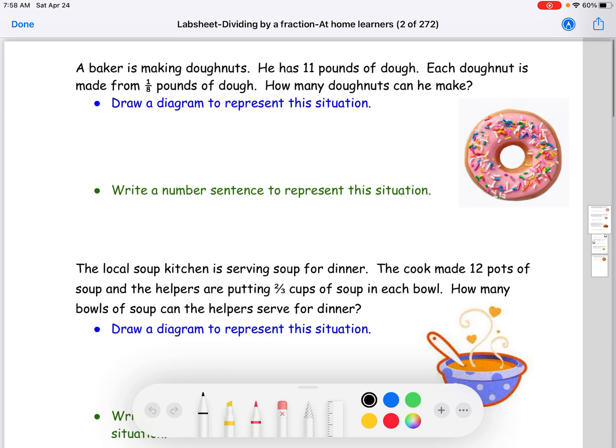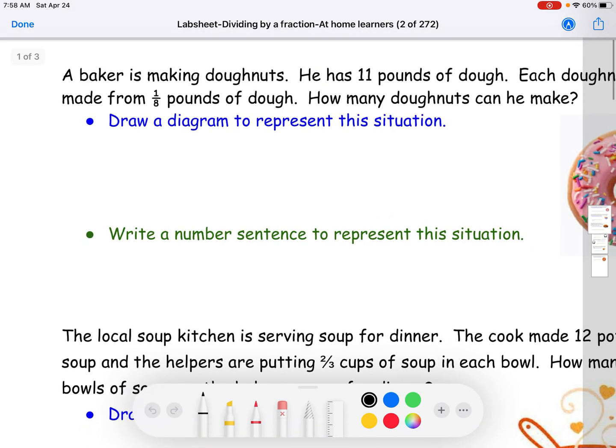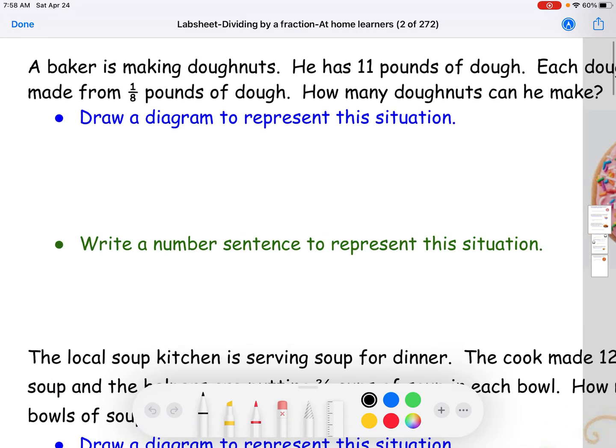So for this one, a baker's making donuts. He has 11 pounds of dough. Each donut is made from 1/8 pound of dough. How many donuts can he make? Let's draw a representation. So we have to draw our 11 pounds of dough, right? Let me see what would be a good way to do it. Let's do that in circles.